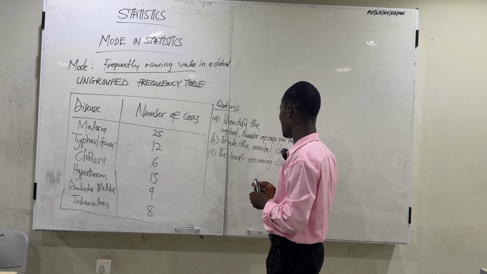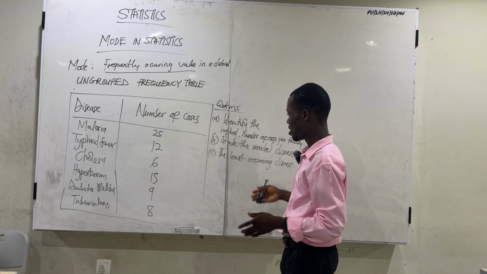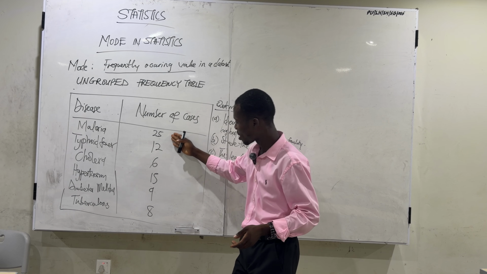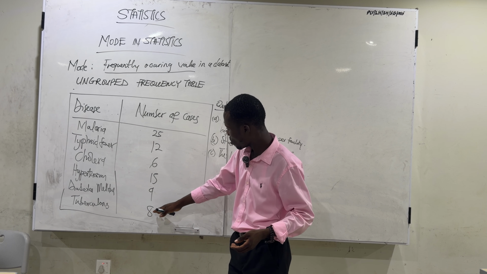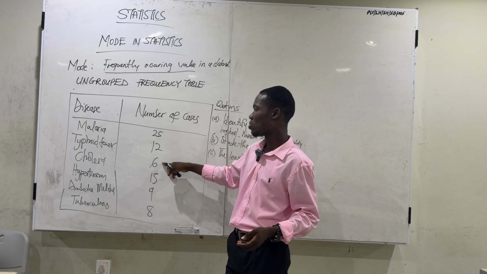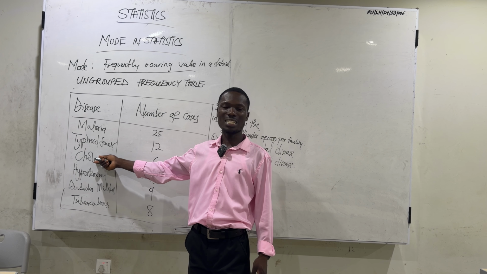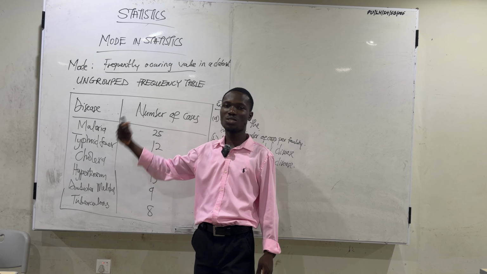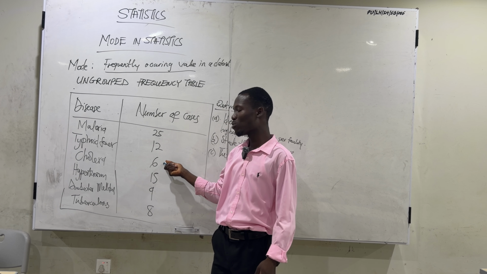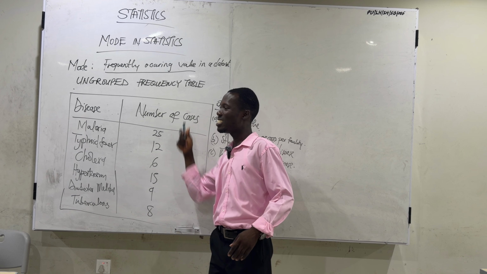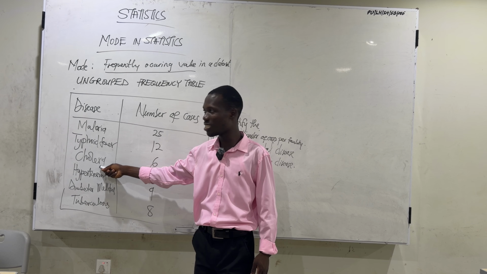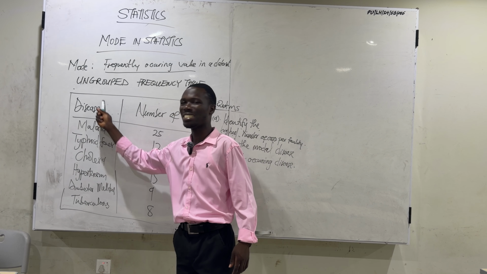So C says the least occurring disease. Least occurring disease. So you look at the frequency, you realize that we have 6 here. So the least occurring disease is cholera. Please do get that. But if they were asking for the least occurring frequency, it becomes 6. But once they say disease, it becomes this. So in other words, this column too can change.